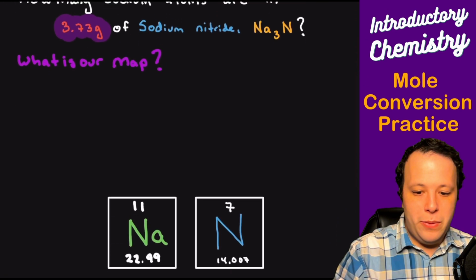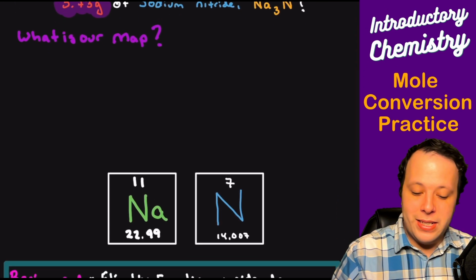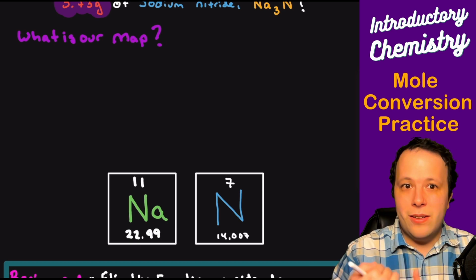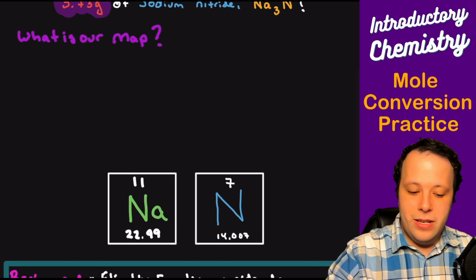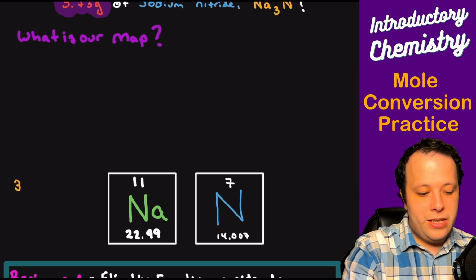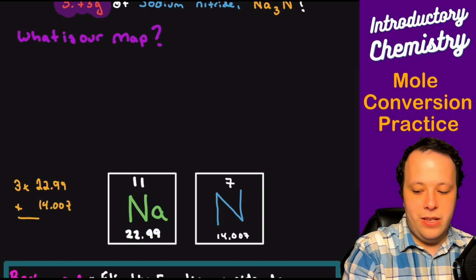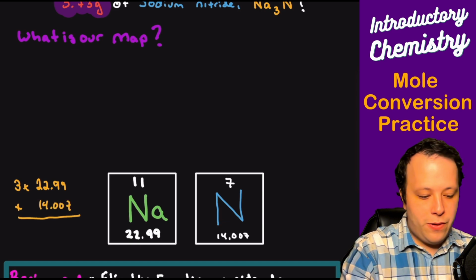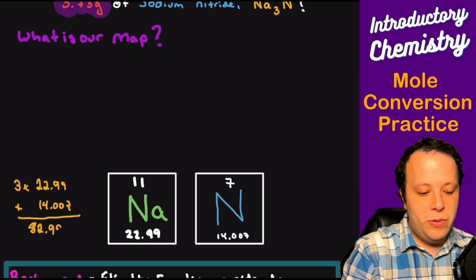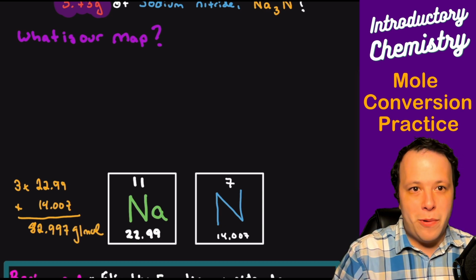So the first thing we want to do is add up our molar mass. Essentially you'll take 3 sodium atoms, so we'll do 3 times 22.99, add that plus 1 times 14.007. And what we are going to get for our molar mass is 82.997 grams per mole for our problem.